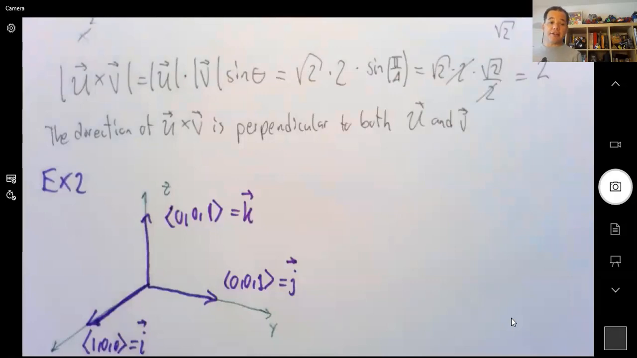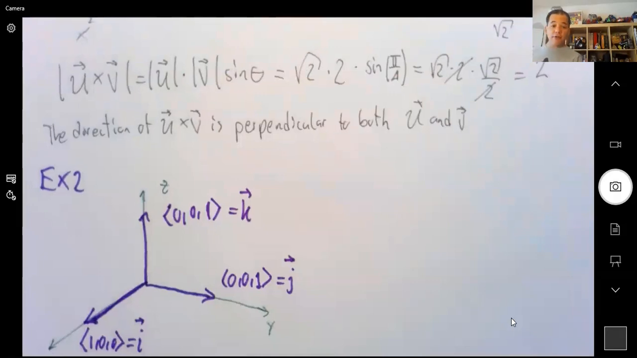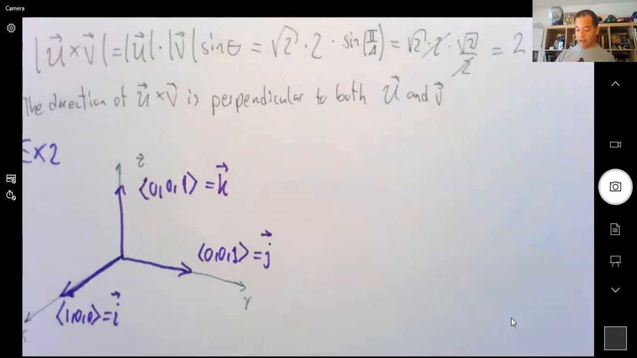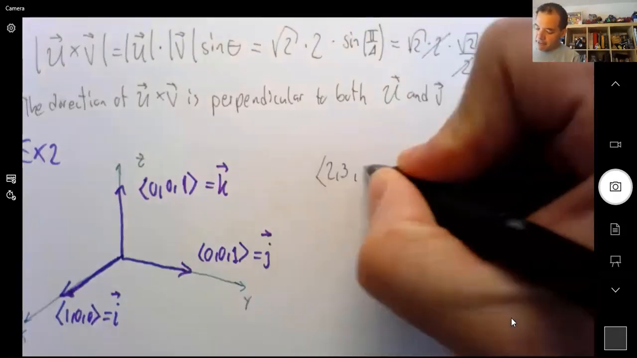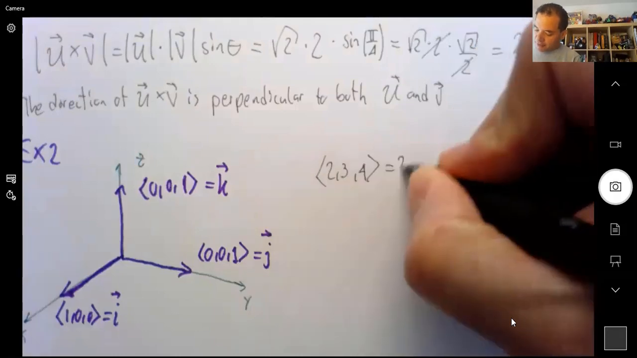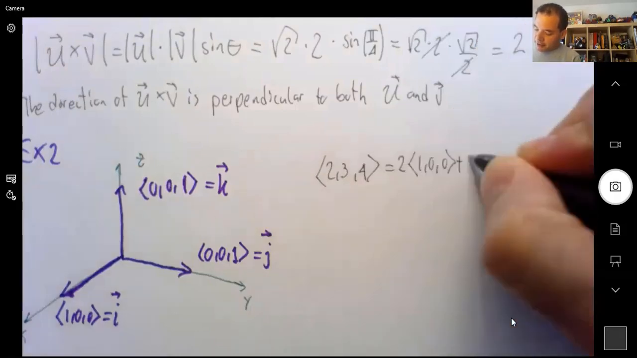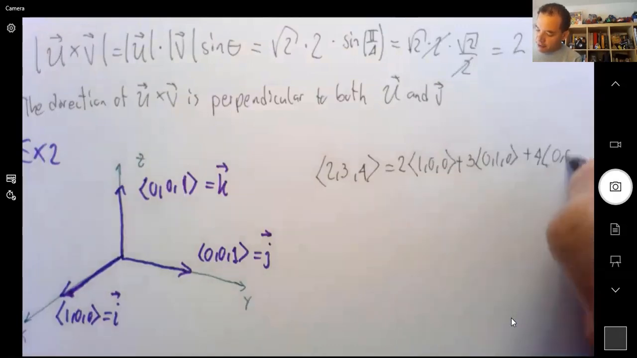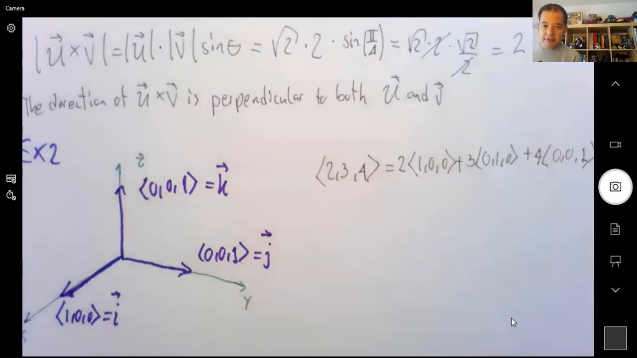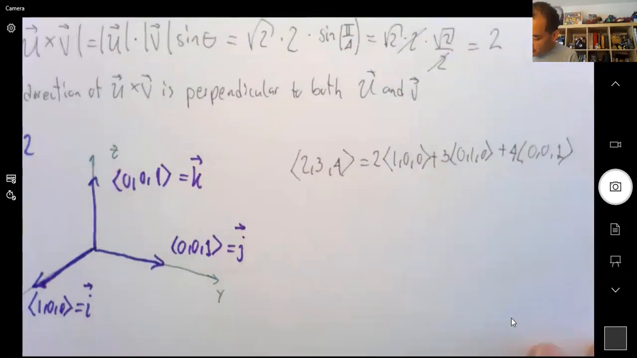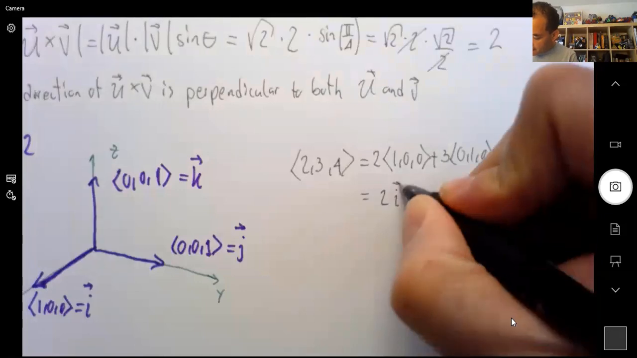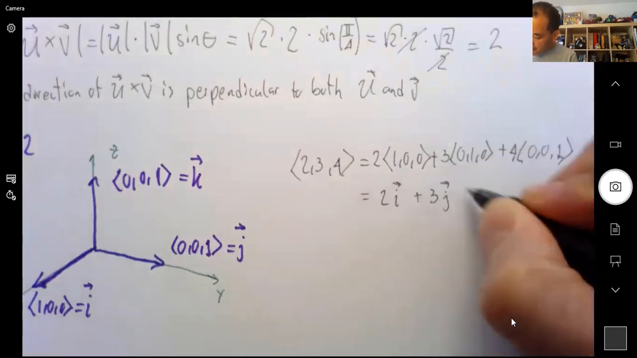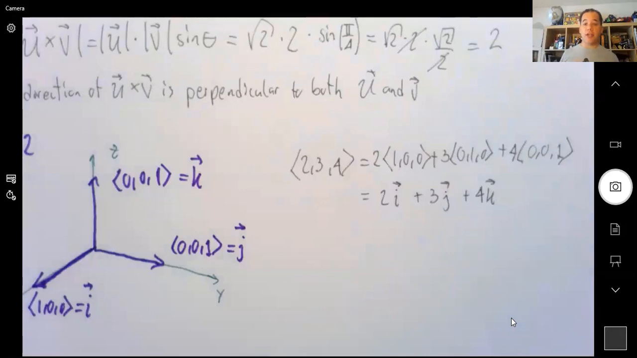And the reason these guys are so awesome is that you can write any other vector with i, j, and k, right? So for example, if you have a vector (2, 3, 4), well, that's the same as 2 times (1, 0, 0) plus 3 times (0, 1, 0) plus 4 times (0, 0, 1), correct? And that's nice because this is 2 times i plus 3 times j plus 4 times k. So we can write everything with i, j, and k. That's the reason we want to do i, j, and k.